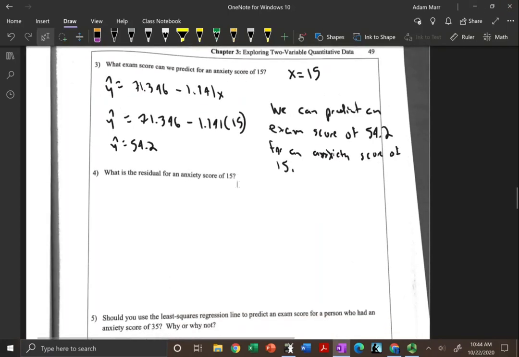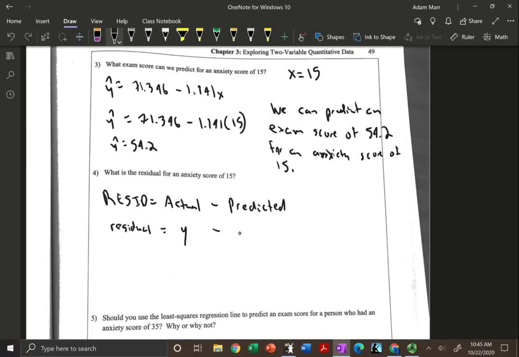What is the residual for an anxiety score of 15? All right, so remember, residual is going to equal your actual minus predicted. I know it sounds kind of stupid or whatever, but just think AP. We're in an AP class. That's what the formula is for residual: actual minus predicted. More specifically, if we're using our terminology, actual is going to be my real y, and predicted is going to be y hat. And we're trying to find this specifically for an anxiety score of 15.